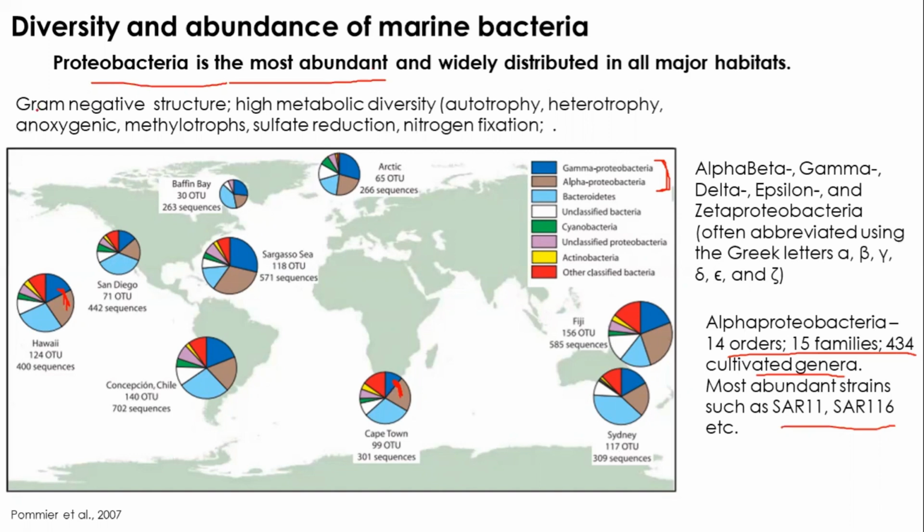Okay, so gram negative bacteria are the most abundant, and because these gram negative bacteria have a very high metabolic diversity, which we have learned by now defines the adaptation in different habitats. So if you have a high metabolic diversity, then there are chances that you will survive in a wide variety of habitats, right? This graph is taken from Pomier et al 2007.